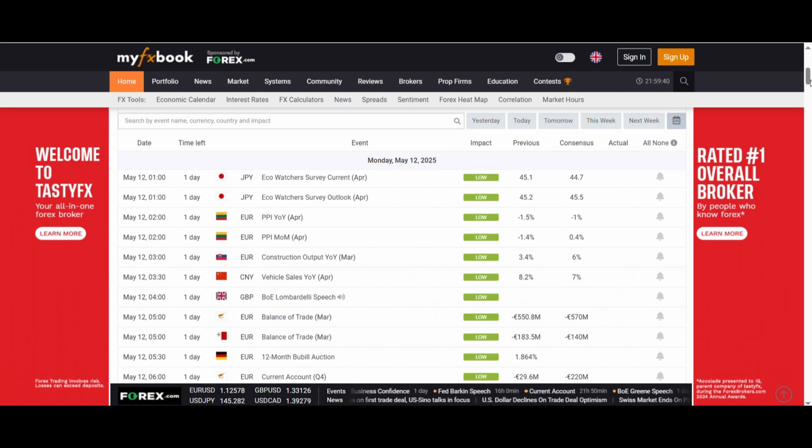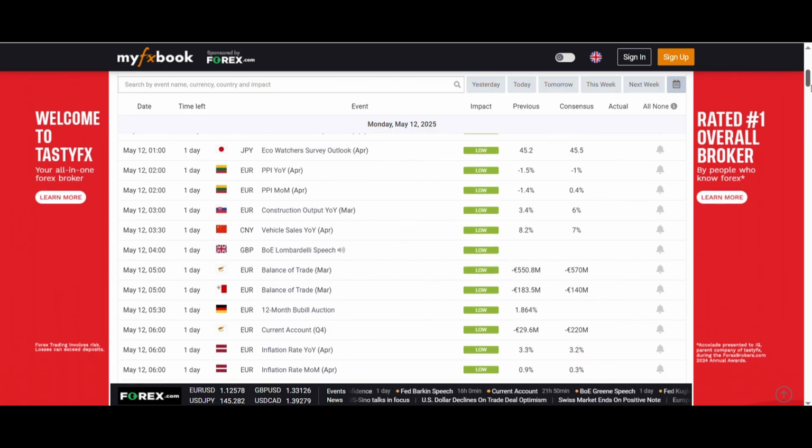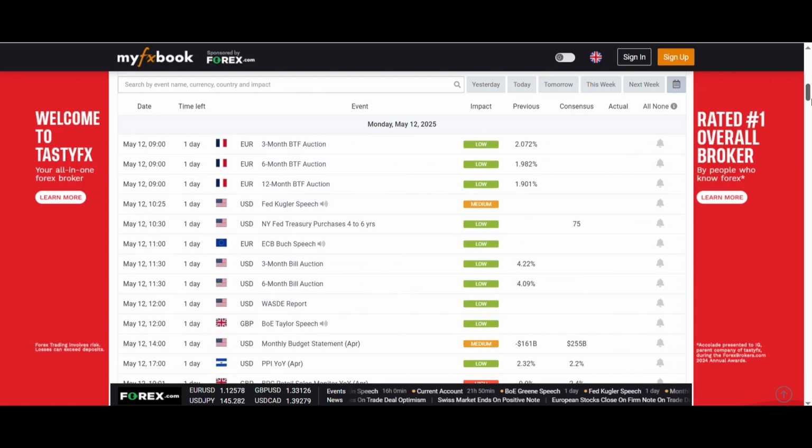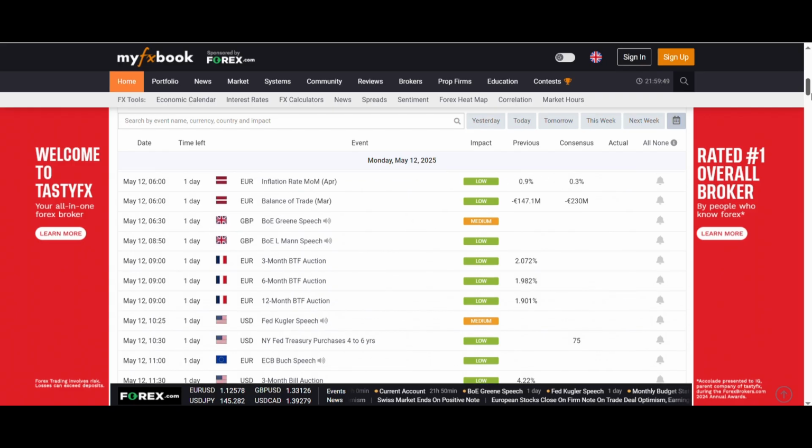Let's get started with this weekly analysis. This week the two pairs that I'm going to be focusing on are NAS100 as well as GBP USD, that is the Great British Pound over the US dollar.